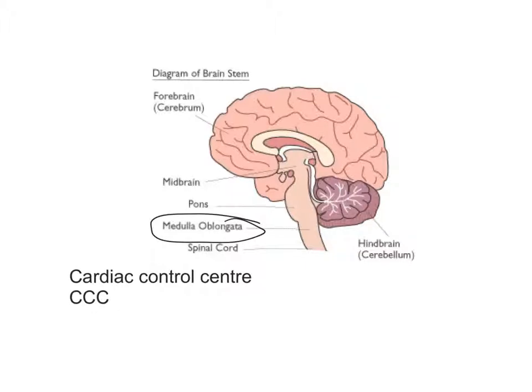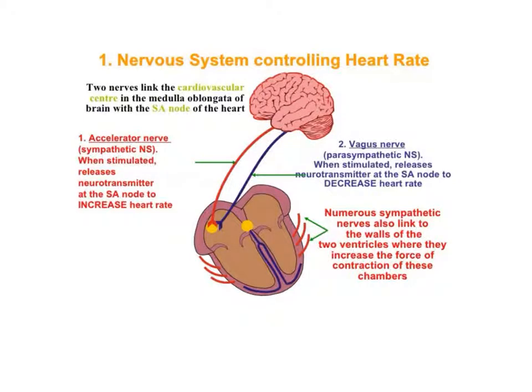The CCC, or the Cardiac Control Centre, is primarily responsible for regulating the heart, which means working with the conduction and the cardiac cycle. The CCC, which is located in the medulla oblongata, needs to get a message to the SA node.